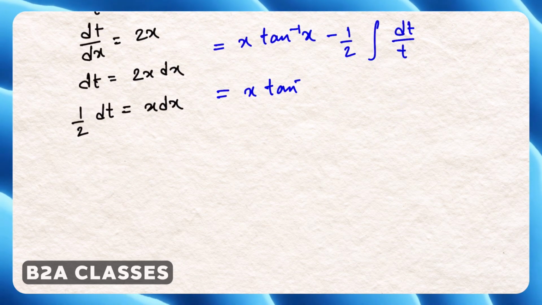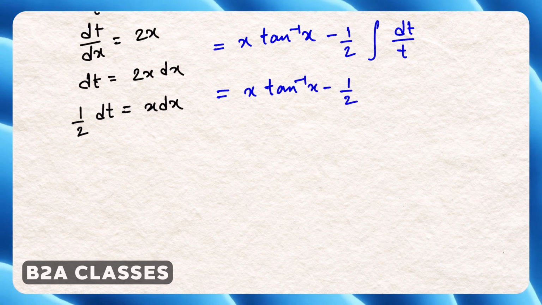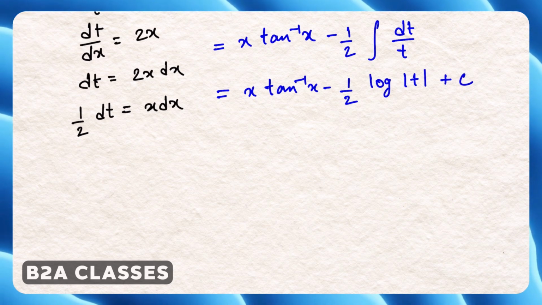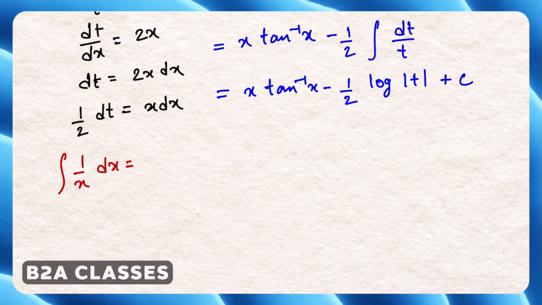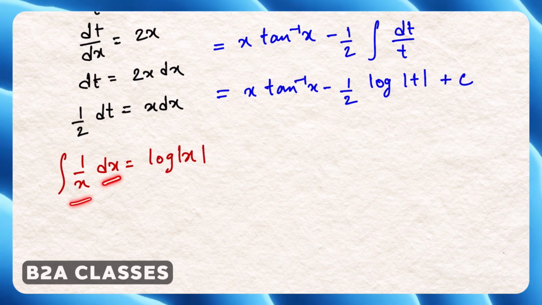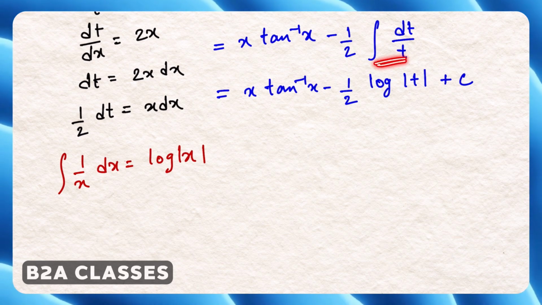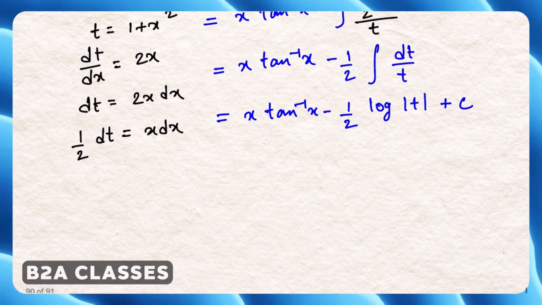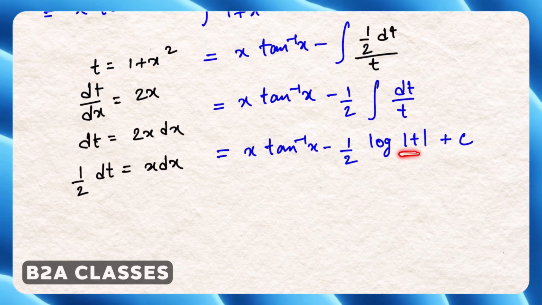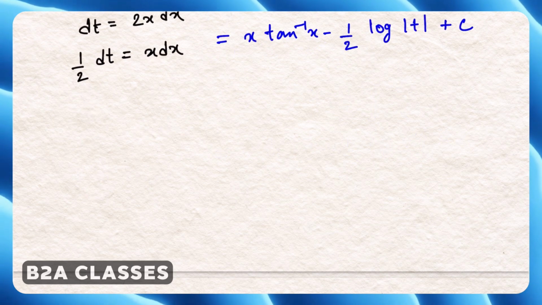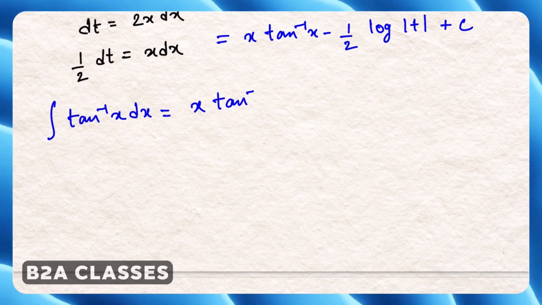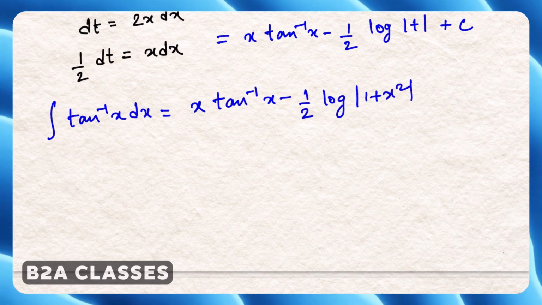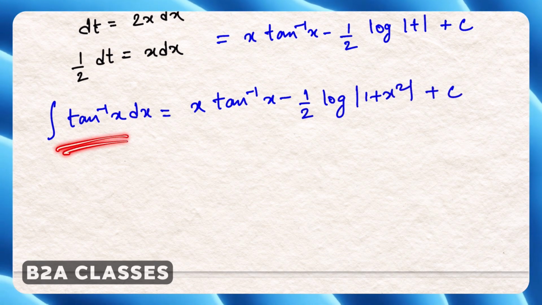So x tan inverse x minus 1 by 2 integration of 1 by t will be log t, plus c. क्योंकि integration of 1 by x with respect to x is log x, वैसे ही integration of 1 by t with respect to t will be log t. And what was t? t was basically 1 plus x square. So यहाँ पे t की जगह पर 1 plus x square substitute करने वापस. So the answer will be x tan inverse x minus 1 by 2 log of 1 plus x square plus c. ठीक है, सो इसका सोल्यूशन है ये.